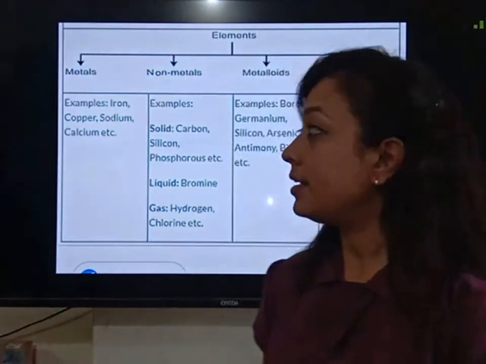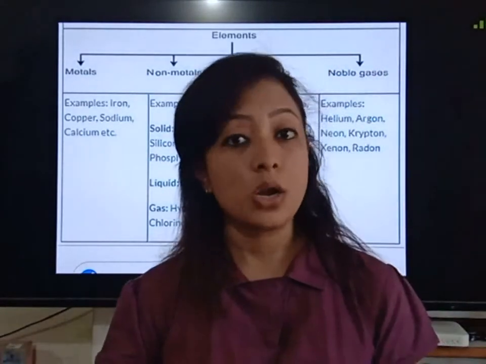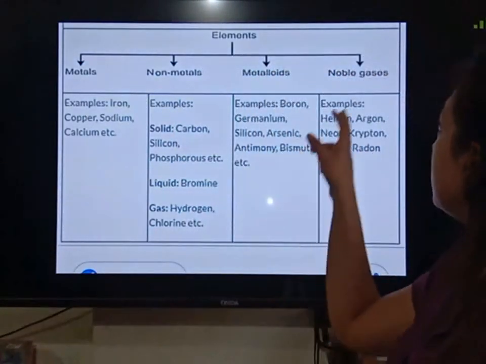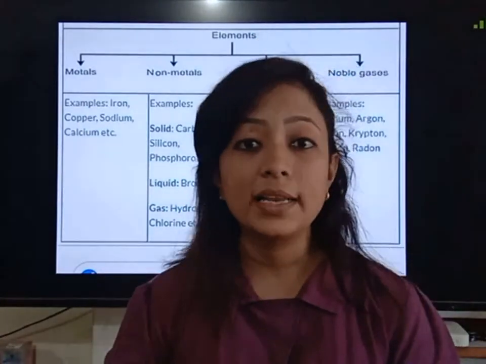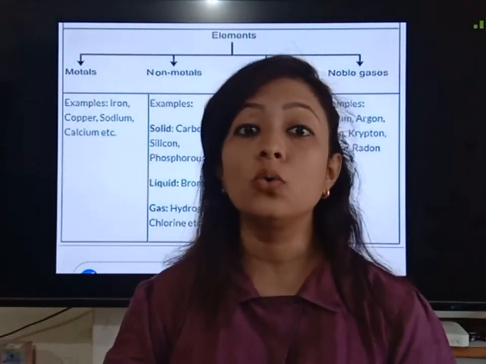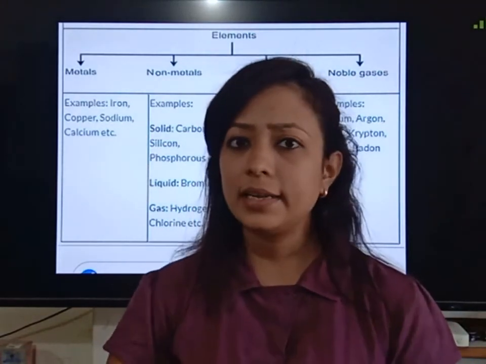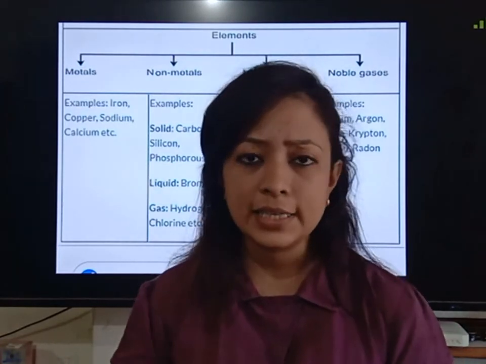Hence the third categorization of elements is the metalloids. The fourth classification of an element is the noble gases. Now these noble gases are nothing but the zero group elements, children. Why are these elements called zero group elements? Because their valency is zero.